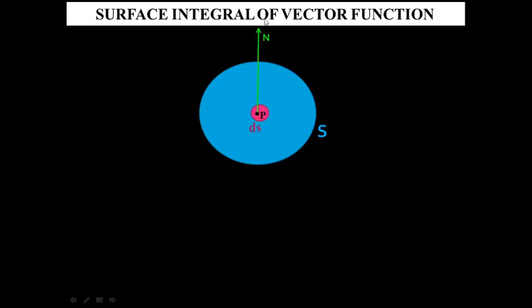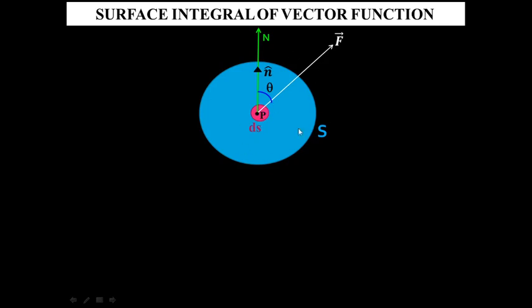Now consider this is a normal to the surface at point P, and the direction of the normal can be represented by the unit normal vector, that is n cap. n cap is the unit normal vector along the normal. Now consider a vector function f(x, y, z) at point P, and the direction of the vector function is this, that is vector f. Let theta be the angle between the normal to the surface and the vector function, that is, theta is the angle between n and f.